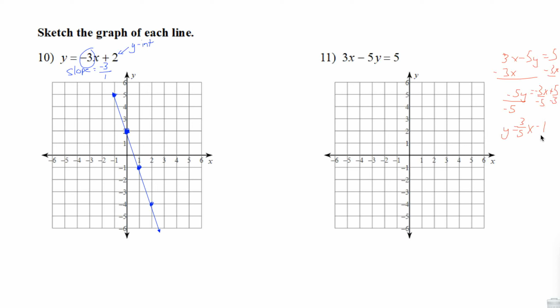Our y-intercept here is -1, so we start at -1 on the y-axis. And we have a slope of 3/5, so we can go rise 3, 1, 2, 3, and run 5, 1, 2, 3, 4, 5. Or we could think of this as -3 over -5, because they're equal to each other, so you could go down 3 and left 5. And then we can graph that line. And there's the graph of those two lines.